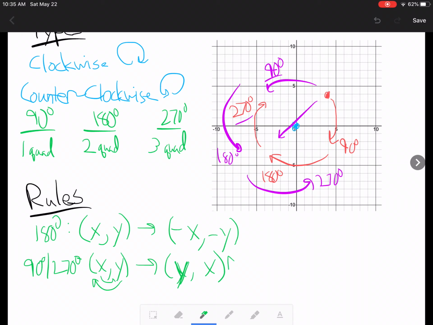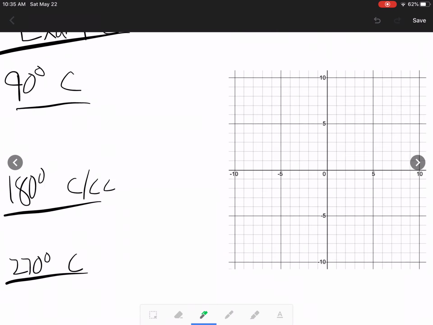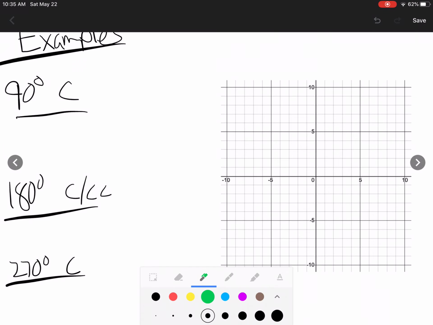But there's a catch here. And the catch is it's based on each individual problem. One of the signs, so either the x or the y, will change from plus to negative or negative to positive. But you don't know which one until we rotate. So let's take a look at some examples and take it from there. So let's say that right here, we're going to rotate a point. Let's use this point right here.